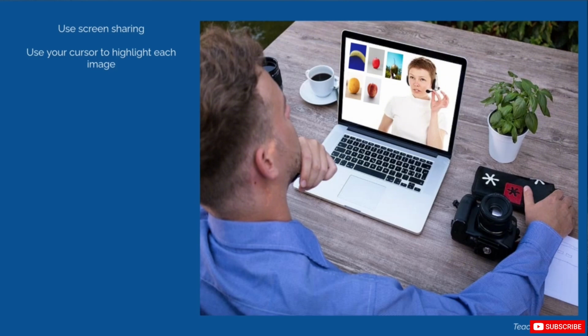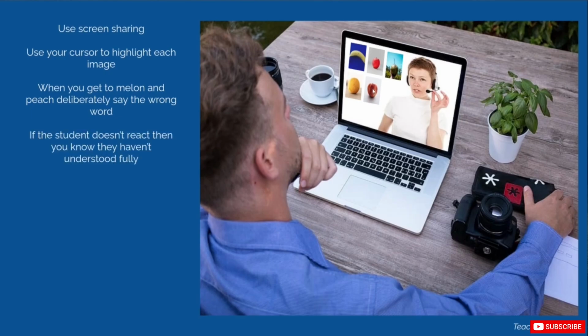And you just make a note of it. Okay. What's this? Orange. And then you point to this one. They say melon. And this happened a few times. So you decide to use this technique. So you take over and you say, okay, let's go through these again. Banana, apple, peach, orange, melon. If you go through like this and there's no reaction from the student, this gives you an idea that maybe they haven't really made the connection between these words and these images.